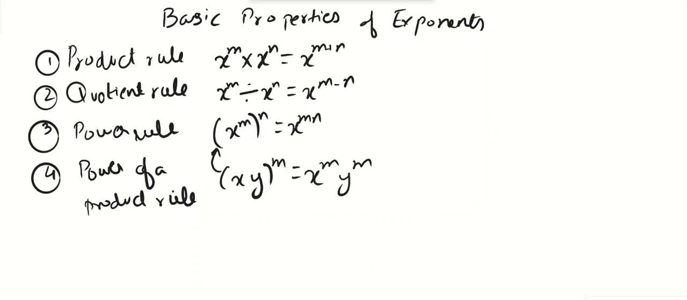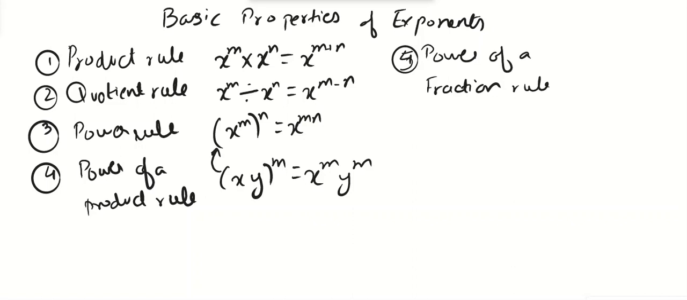The fifth rule will be the power of a fraction rule. Fraction or quotient, they mean the same thing here. So if we have two numbers x divided by y and they are both raised to power m, we can write it individually as x raised to power m divided by y raised to power m.